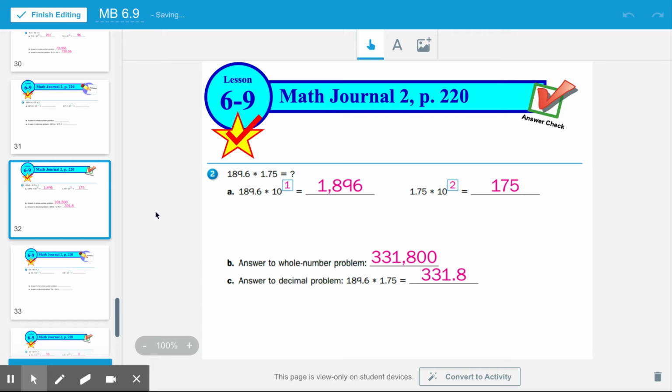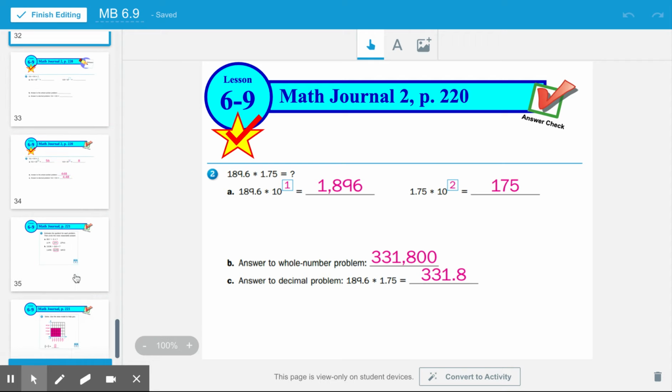I hope that you got this answer in your book. We would see that it would take 1 power of 10 to turn that into a whole number, and 2 powers of 10 to turn 1 and 75 hundredths into one. So then you'll see 331,800. And we see that if we turn that into a decimal, that's 331 and 8/10. Notice again, just like earlier, they didn't put the zeros on the end. And that's okay. We don't have to. But for now, while we're learning, I would continue putting those there.